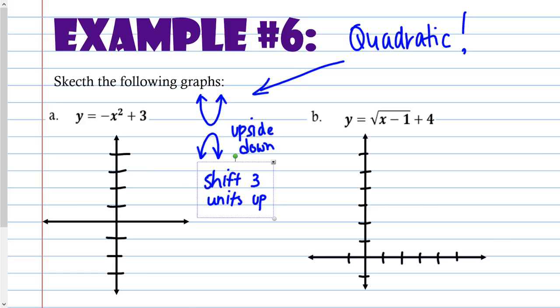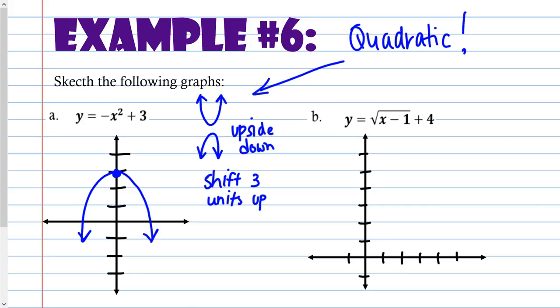So a regular, and I'm going to draw this very quickly, a regular parabola would be something like this. Okay, but in this scenario, it's going to be shifted 3 units up, which is right there, right? So this is 3 units up, but then because it's a negative, it's actually going to get flipped down. And there you go. There is a graph of y equals negative x squared plus 3. Okay, onward to b.